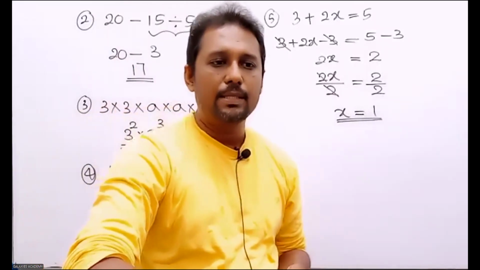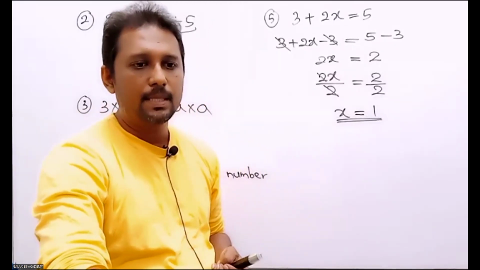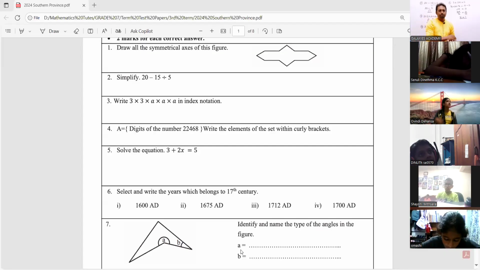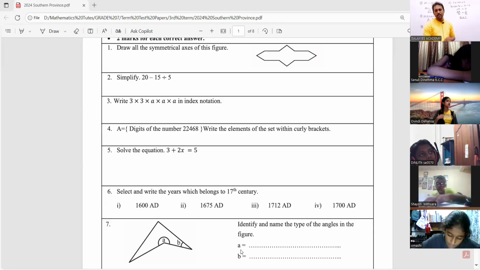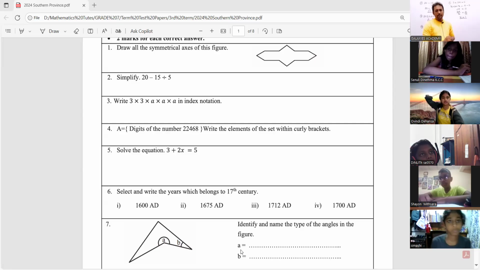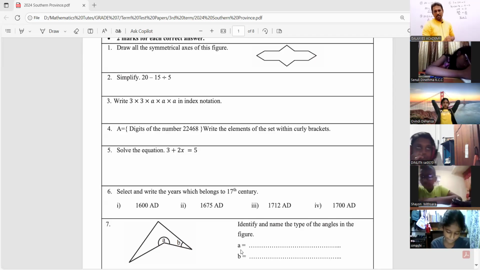Right. Now let's go to the next question, number 6. The sixth question is given: select and write the years which belong to the 17th century. Century means what, the time period? Century means a time period of 100 years. Right. You think about the first century.